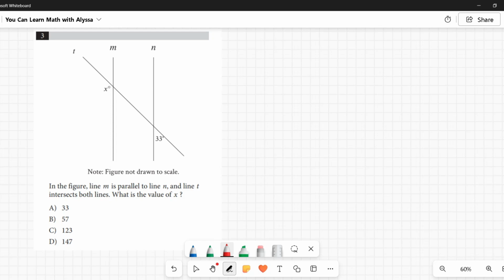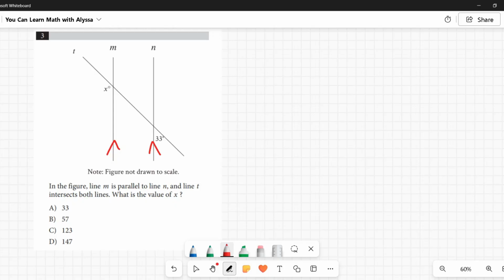So let's look at what they're telling us. We have to go by what they're telling us. In the figure, line M is parallel to line N. Okay, so line M, line N. Those are parallel. That's how we indicate lines are parallel. M is parallel to line N, and line T intersects both lines. What is the value of x?